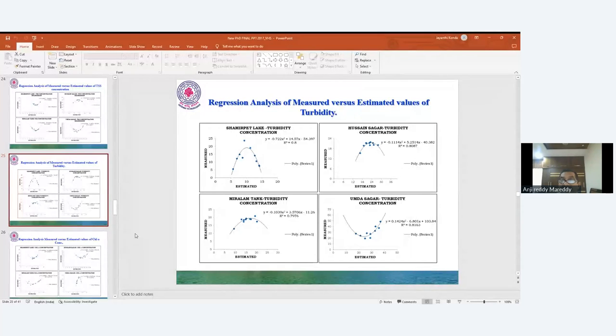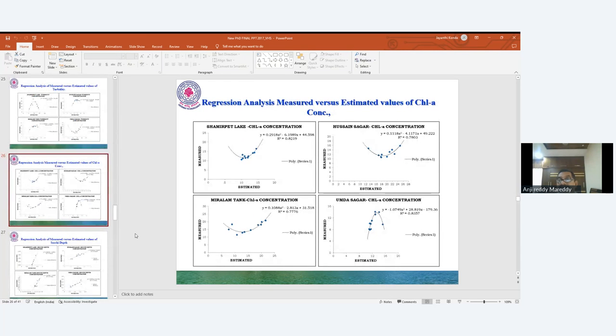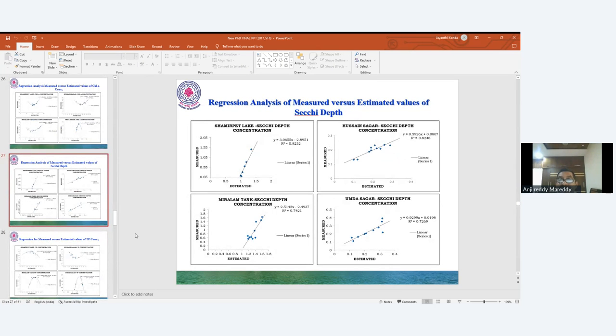This is the measured versus estimated values for the total suspended solids. And again, you have the turbidity levels, how they are correlated, estimated versus the measured, for four lakes. This is for turbidity. This is for chlorophyll concentrations. And this is again for Secchi depth.